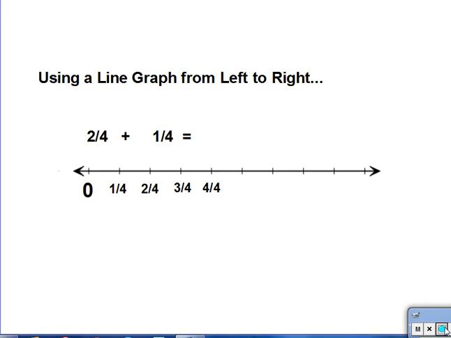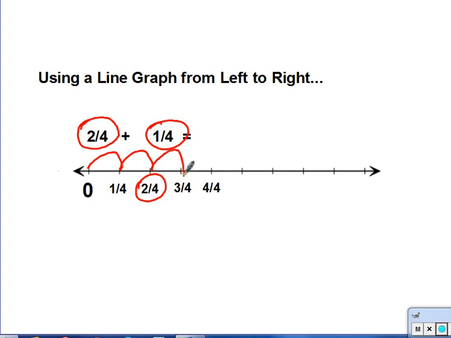Can you solve this problem using a number line? Pause this video and try it for yourself. Hi, welcome back. Are you ready to see if you were correct? Well, our first addend is 2/4. Let's plot that in. 1, 2, 2/4. Our second addend is 1/4. Let's plot that in. 1/4.